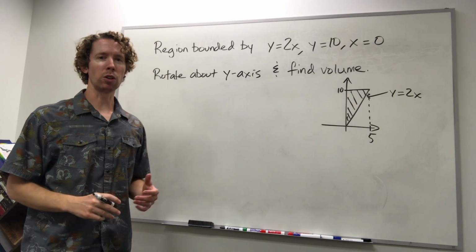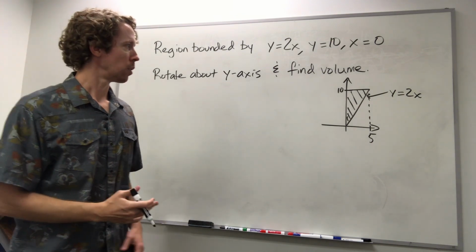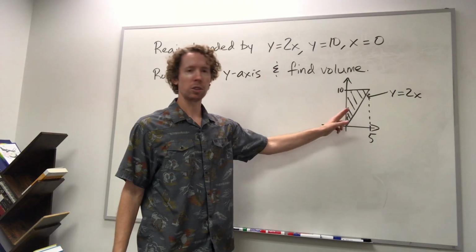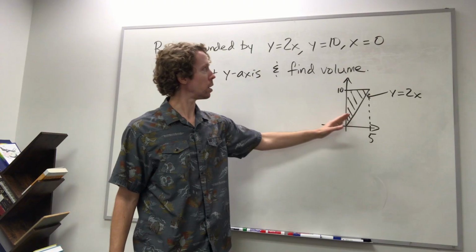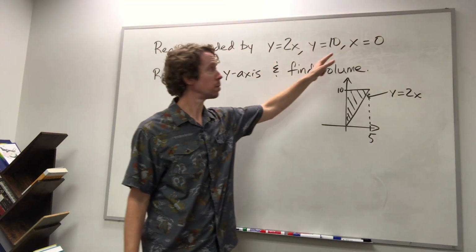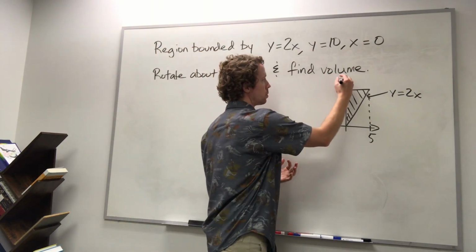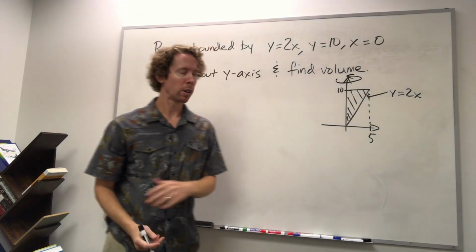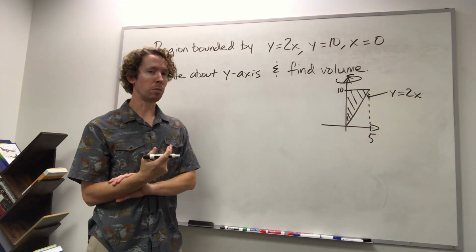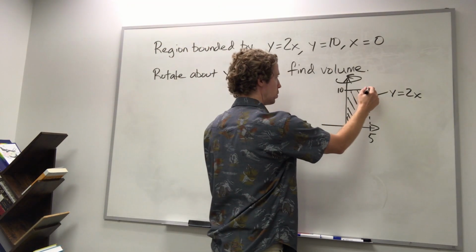I'm going to find the volume of an object of revolution that's determined by this shaded area. The shaded area is bounded by these three lines. I'm going to rotate it around the y-axis, and then I'm going to do something weird. I'm going to calculate the volume, but not the easier way to do it.